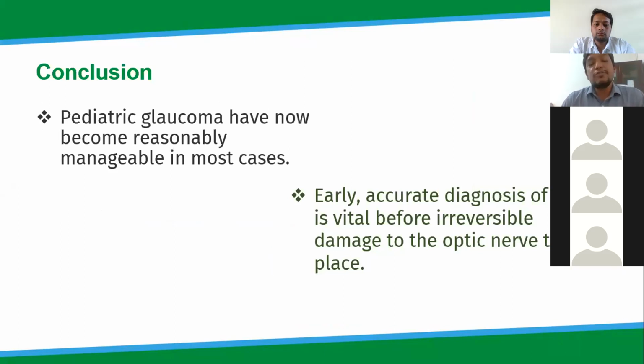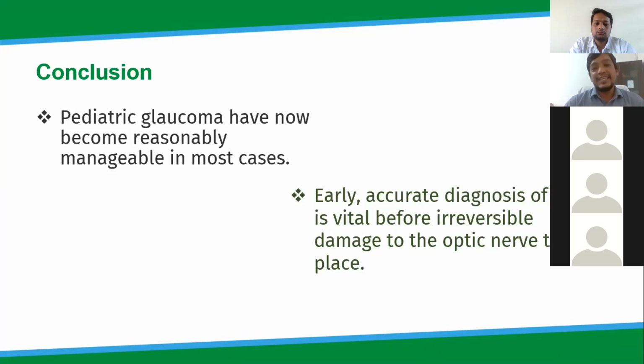So to conclude my presentation, pediatric glaucoma was once thought of as a condition which is not treatable. If a child was born with congenital glaucoma, it was thought they were not treatable and were going to be blind. We can't do anything. But now in the modern scenario, with the very sophisticated machines and technology that we have, pediatric glaucoma has become reasonably manageable in most cases, and the children get good vision throughout their life.